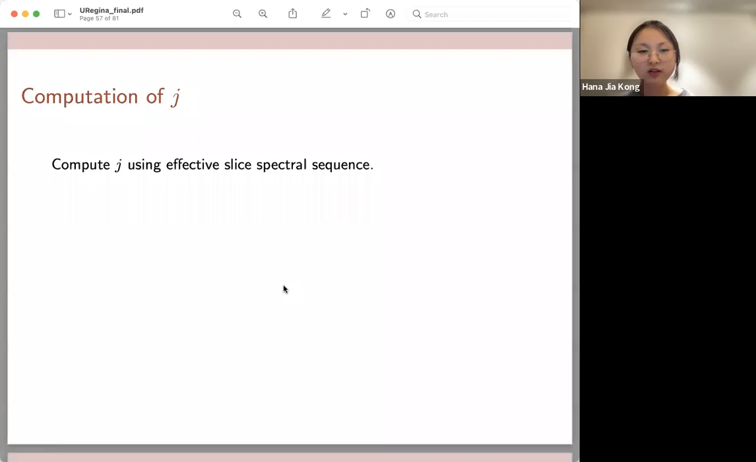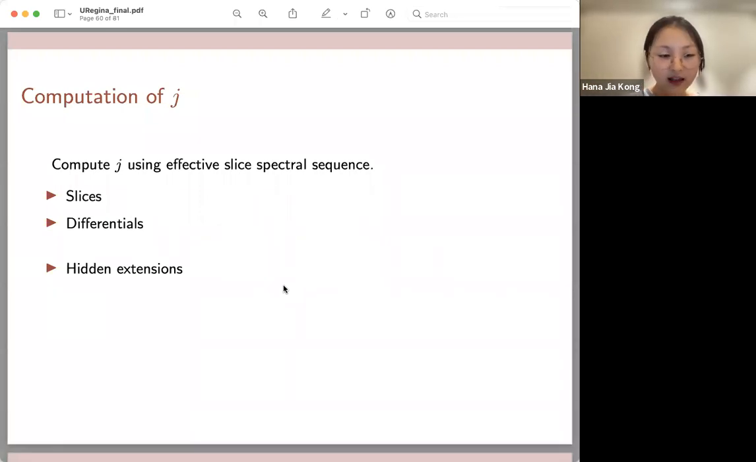So we compute J using the effective slice spectral sequence, and that includes several steps. First we need to know what the slices of J are, and then from the slices of J, we can do what we just saw for KO. We can get its E1 page. And then from the E1 page, we need to analyze the differentials. After we analyze all the differentials, we get to the E infinity page. Now we need to know, are there any hidden extensions? And the last step, which actually should be the first step, is that we need to show that the thing we calculate is actually relevant to J, and our spectral sequence does converge.